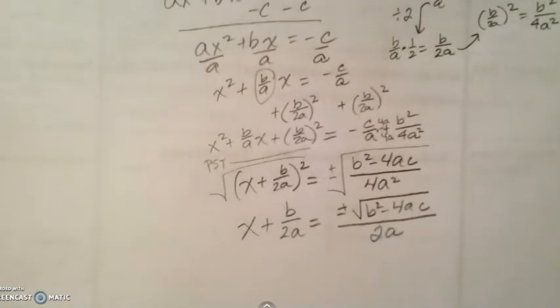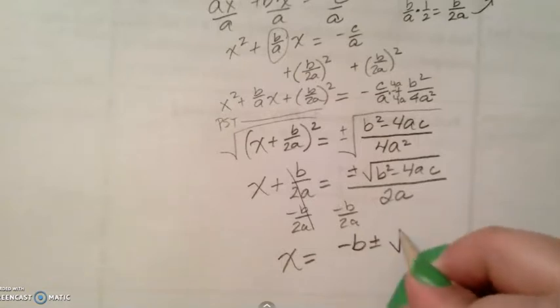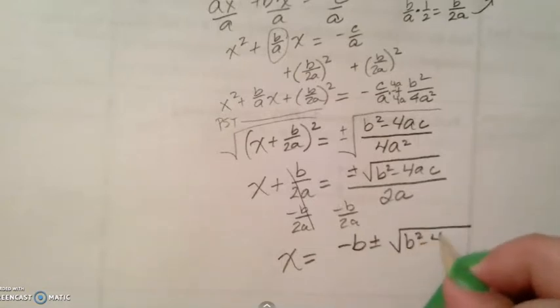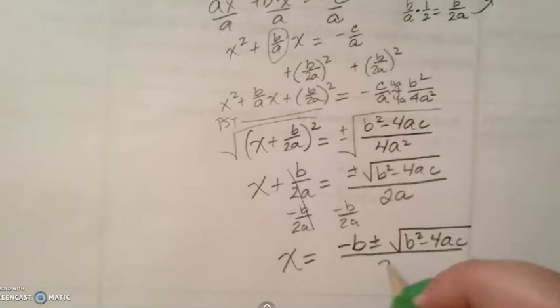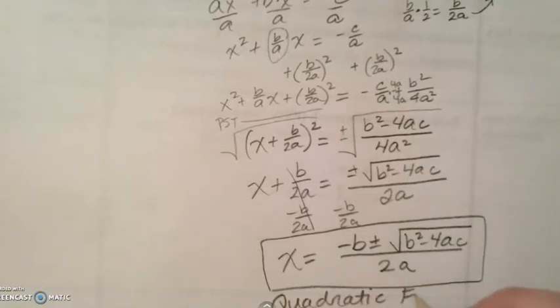One more step, I want to subtract b over 2a from both sides. X equals, they already have a common denominator. Let me pull it down a little bit more. Negative b plus or minus the square root of b squared minus 4ac all over 2a. Now this equation right here should sound familiar because that is the quadratic formula, and this is one that you absolutely have to memorize.